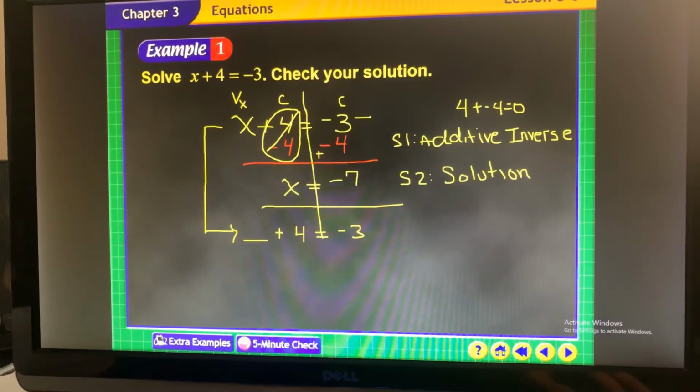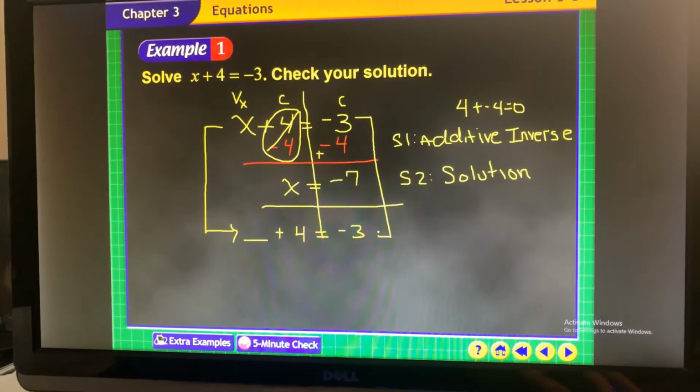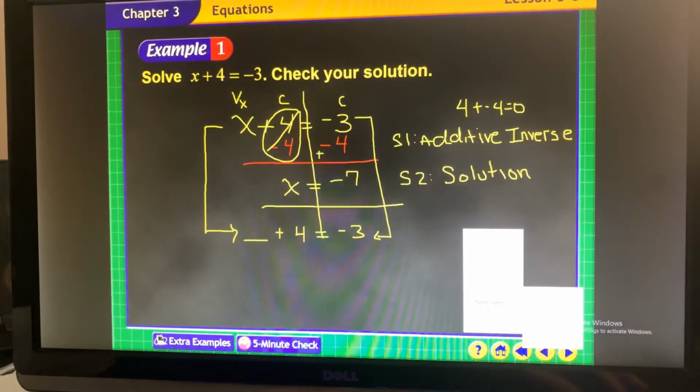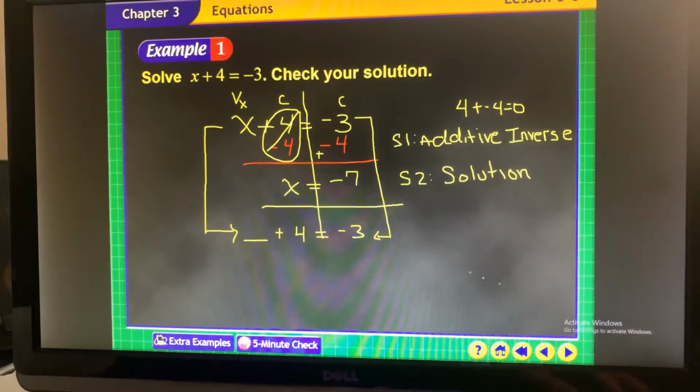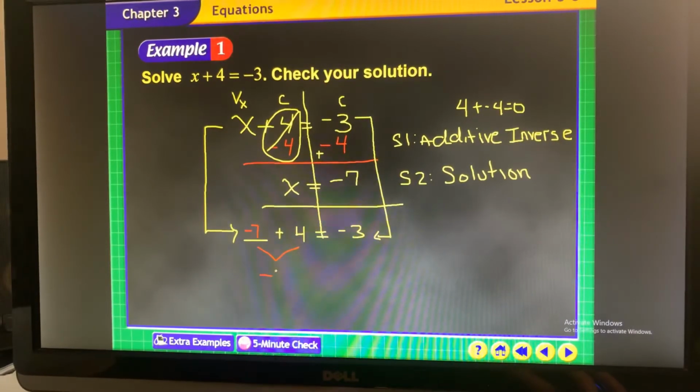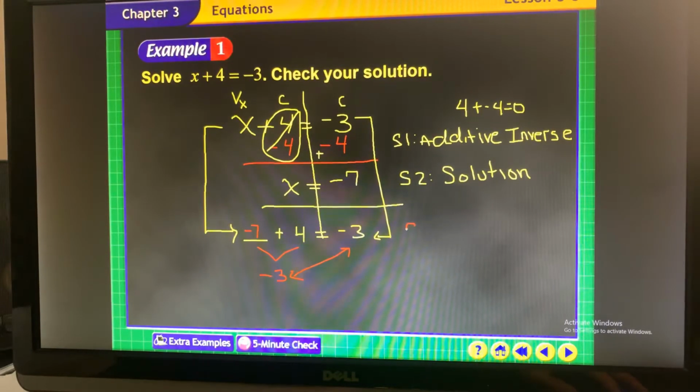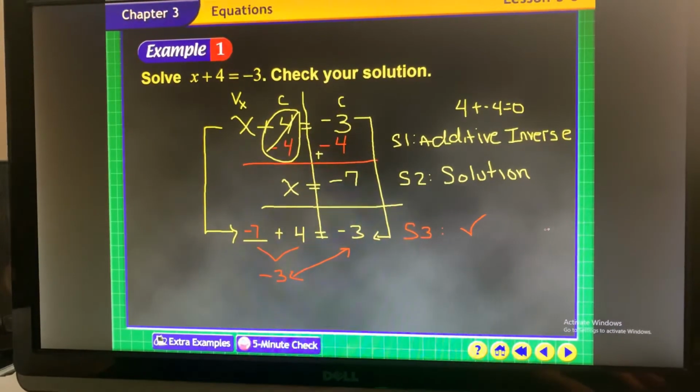So all I did was take the original problem and drop it down. Now what I'm going to do is take that -7 right here, and drop it in place of x, because that's what it says. X is supposed to be -7. Now I'm going to check to see, does this side equal -3? It does. So they checked. So step 3 is your check step.